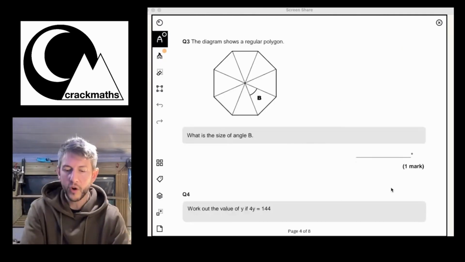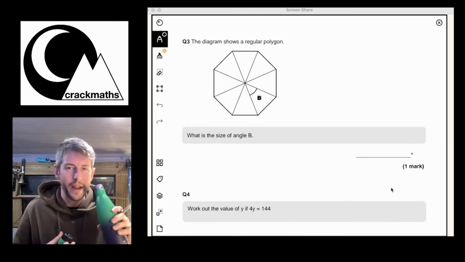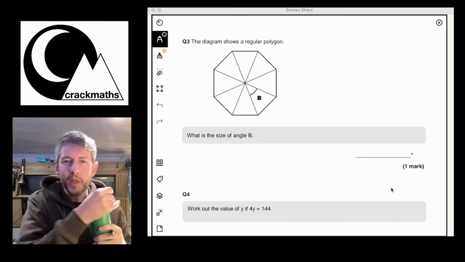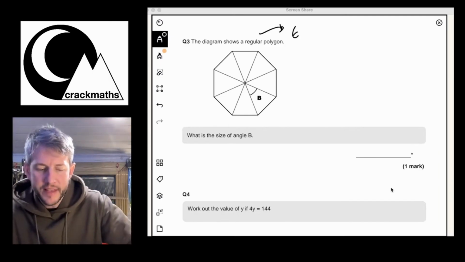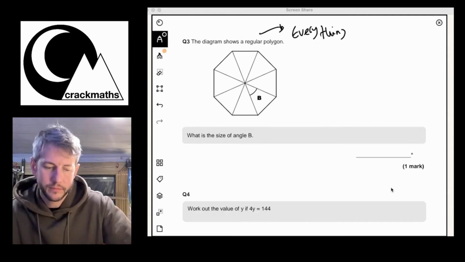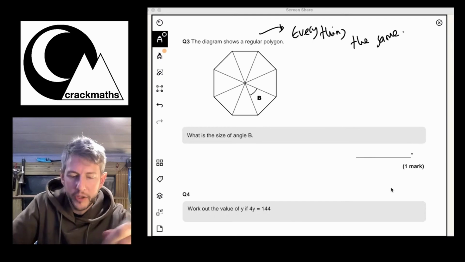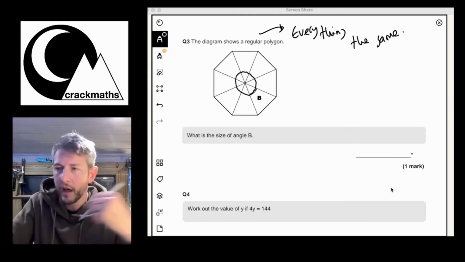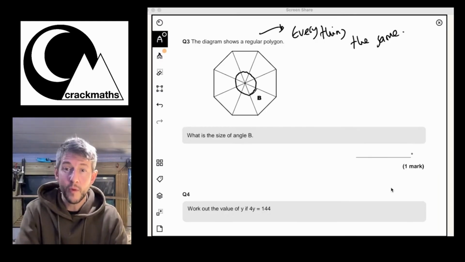So here we go, we've got question 3. It shows us a diagram of a regular polygon. Regular polygon means that all the sides and angles are the same. So regular means everything the same. If we've got a regular polygon, everything's the same. So that means if we've divided it with all of these lines, all of these angles are going to be the same. So what this question is really about is angles around a point.